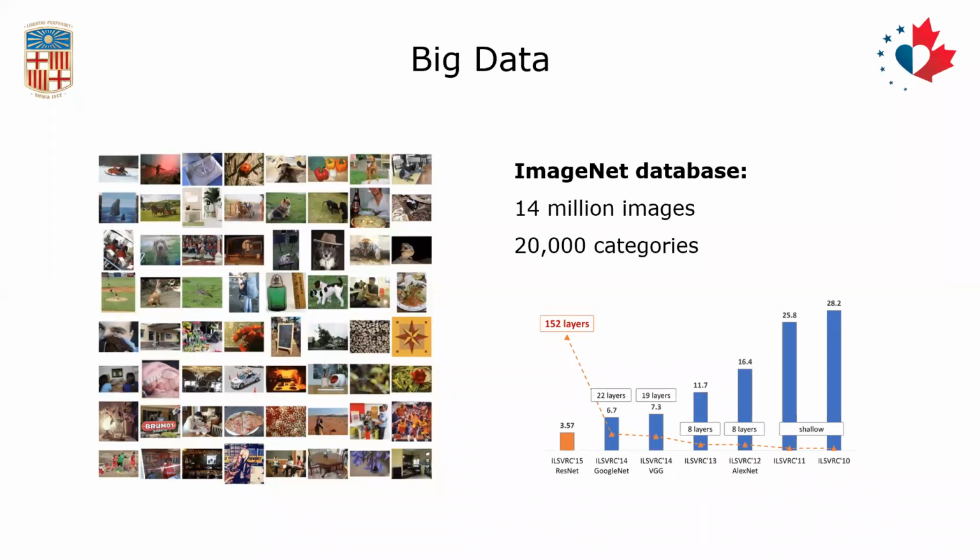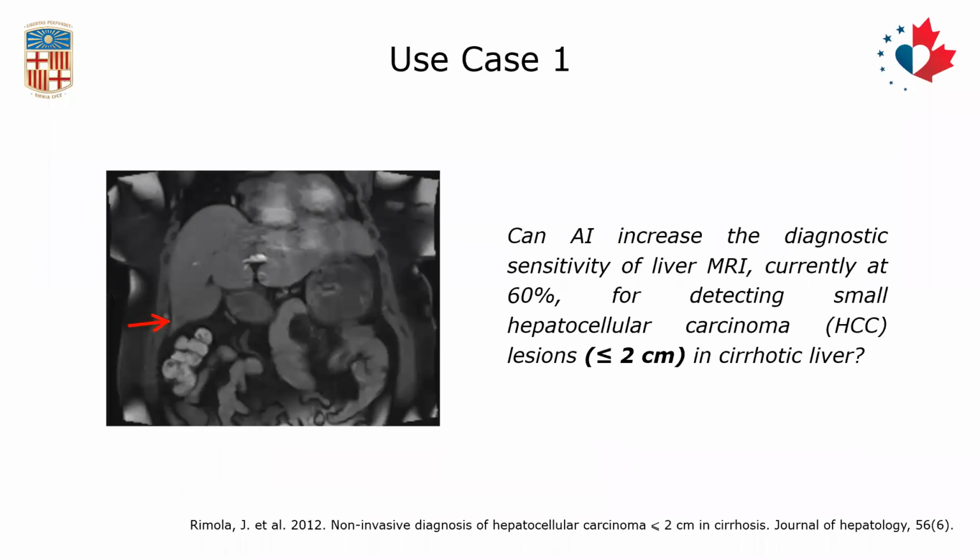So let me give you a concrete example of the complexity. This is a concrete use case. This was a discussion we had in Barcelona with the Hospital Clinic Barcelona, and they asked us whether it would be possible to build an AI solution that would identify small HCC lesions in cirrhotic liver. So these are lesions that are less than 2 centimeters.